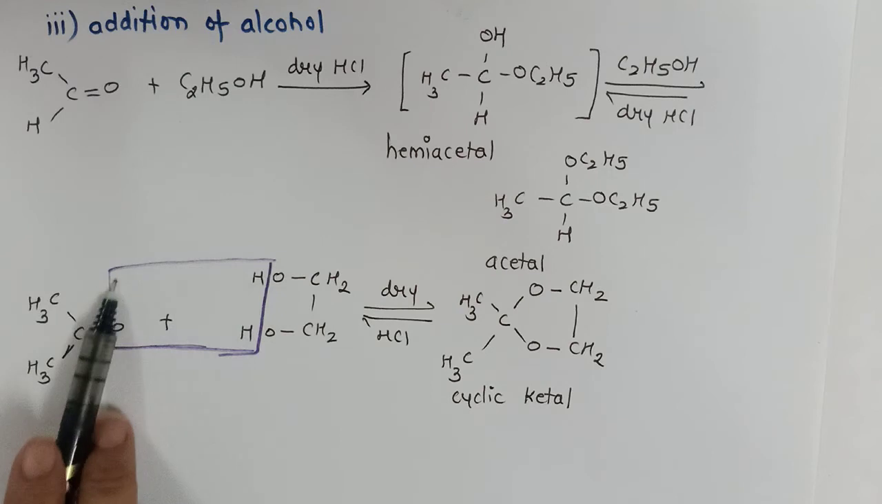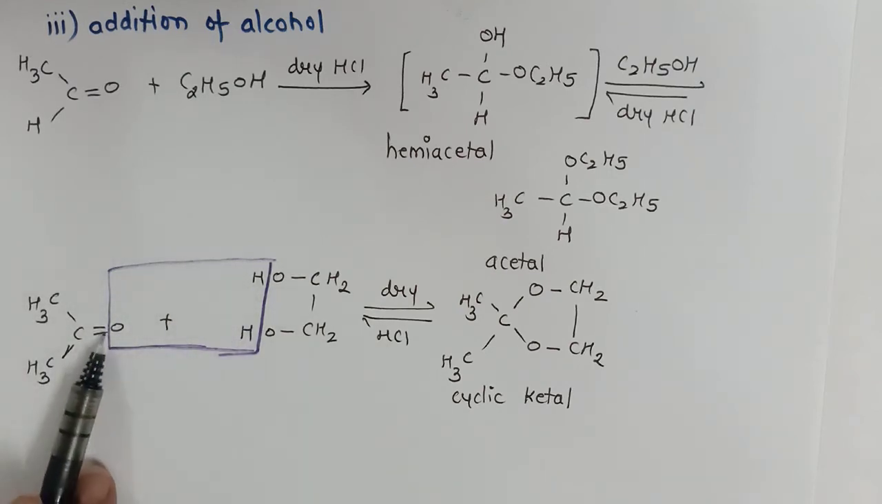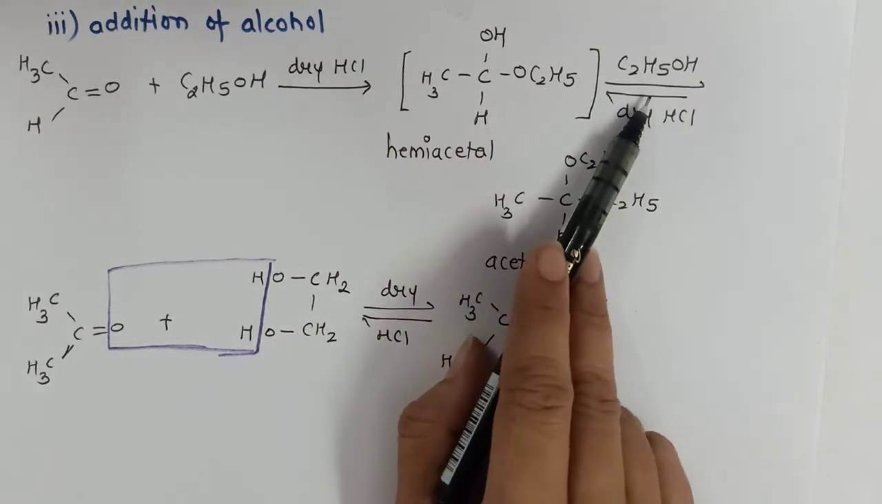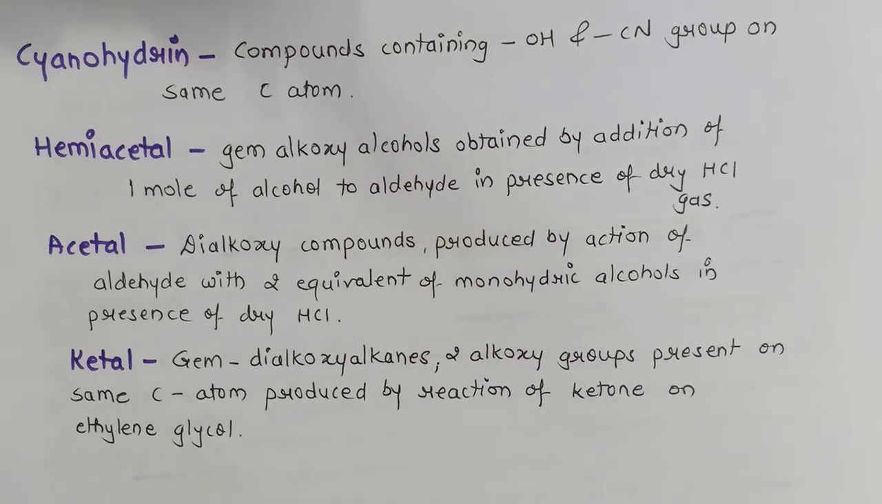Now what is the function of this dry HCl? Dry HCl will absorb the water molecule formed during the reaction, and it also helps in the protonation of the oxygen of the carbonyl carbon, and therefore the nucleophilic attack becomes easier. All these reactions are reversible. By use of dilute mineral acid, we can get back the original aldehyde or ketone. So these are the definitions of cyanohydrin, hemiacetal, acetal and ketal. These definitions are asked for 1 mark in your board exams.